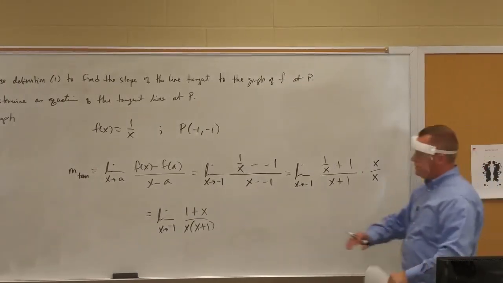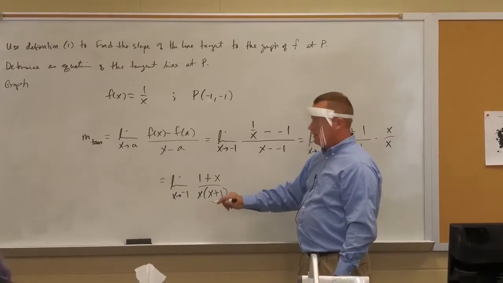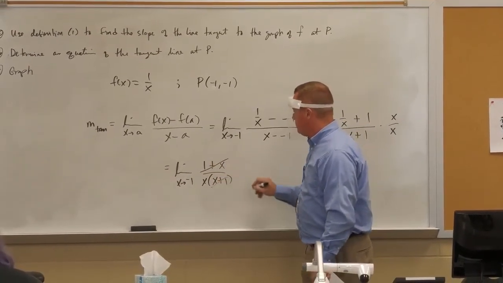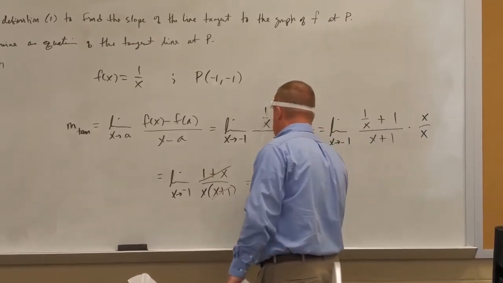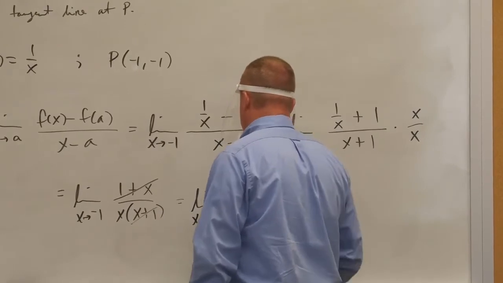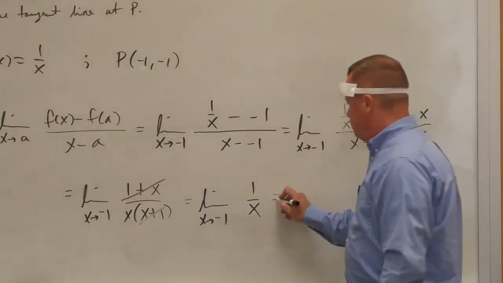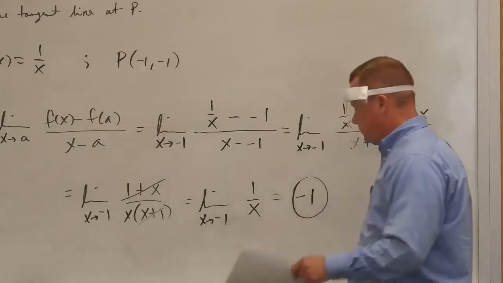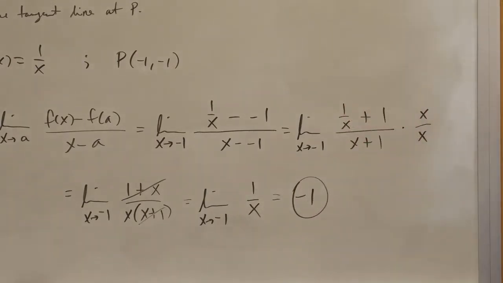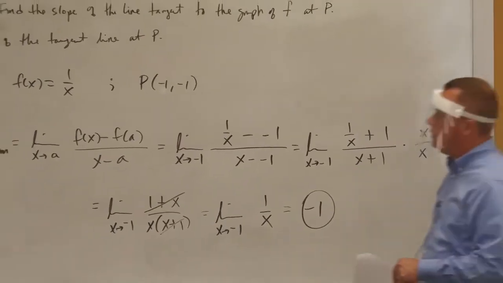Now notice I have the same thing here. I've got 1 plus x is the same thing as x plus 1, right? So these will divide out. So this is the same thing as the limit as x approaches negative 1 of 1 over x. Now I can plug negative 1 in. The slope is negative 1. All right? Questions about that? So the slope of the tangent line at that point is negative 1.